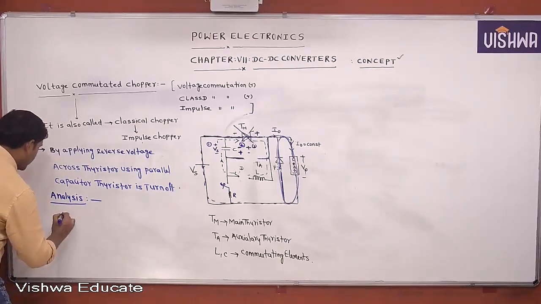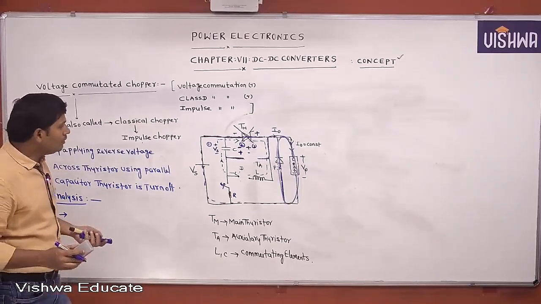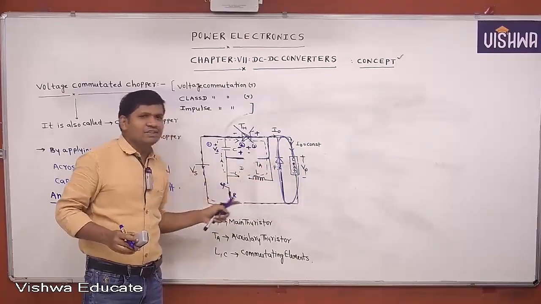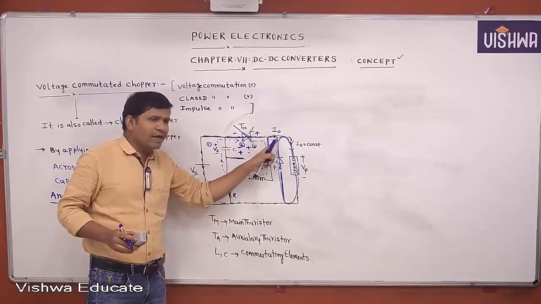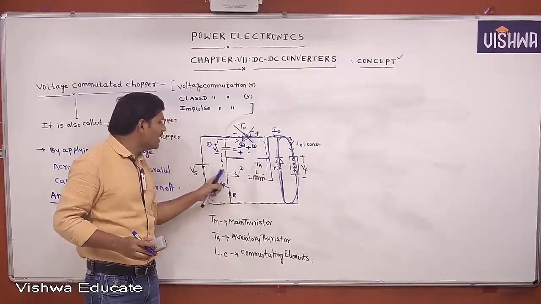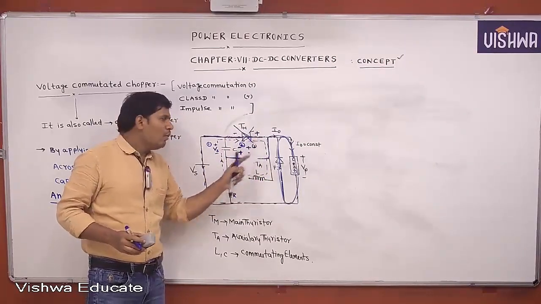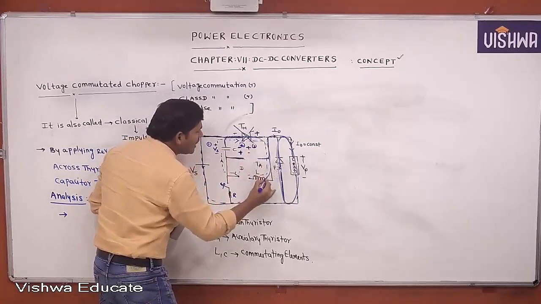Yes, tell. First point. What is the peak current through the main thyristor? The peak current through the main thyristor is the load current plus the capacitor discharging current. What is the capacitor discharging current? The capacitor is discharging in which circuit?